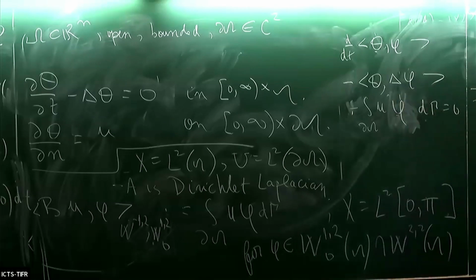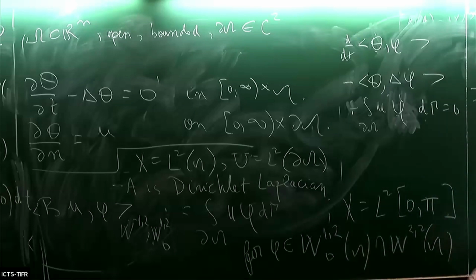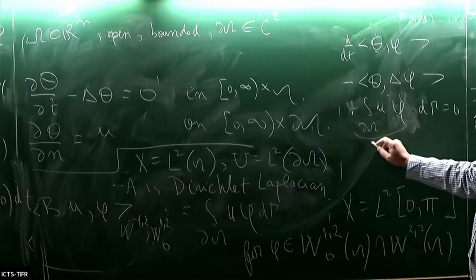D gamma is equal to 0, no? For every test function in W^{1,2}, I just multiply by a test function phi in W_0^{1,2}, and I integrate by parts twice. I have this formula, and here, this is Bu phi.